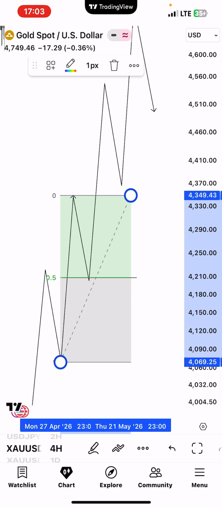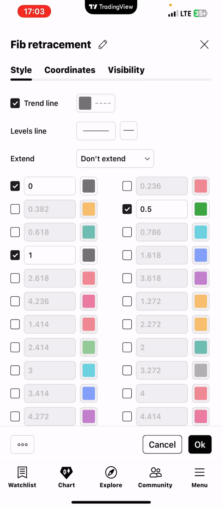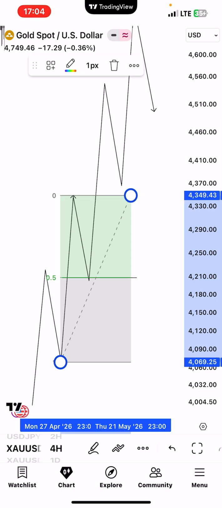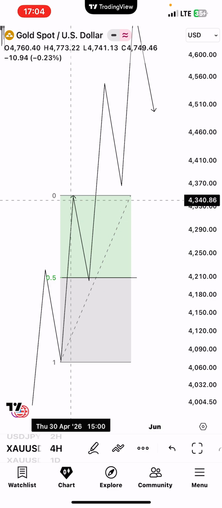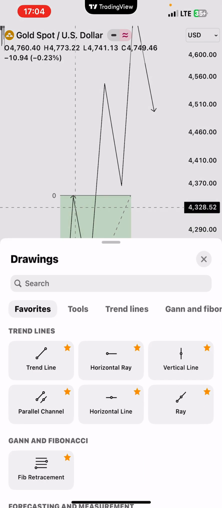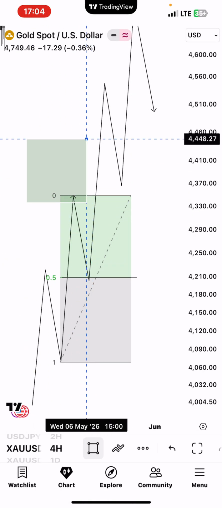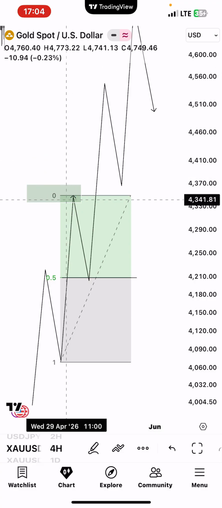I don't think you need the coordinates visibility, but this is your setup. Right? Your 50% is where you're looking to close out, because you're selling. As soon as you have seen your confirmation somewhere here, that's your aim. So this is your block, right? You have seen your confirmation somewhere here.